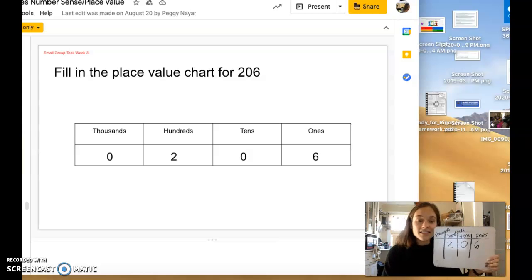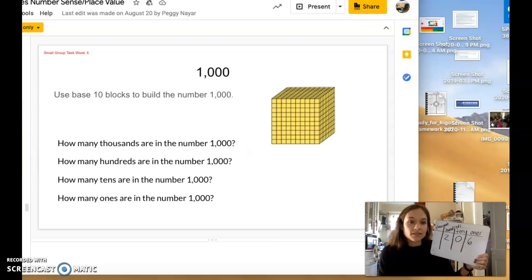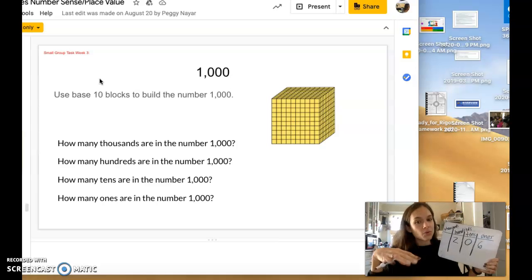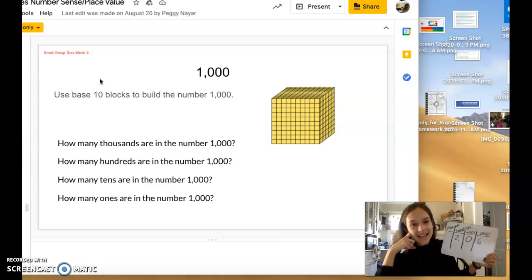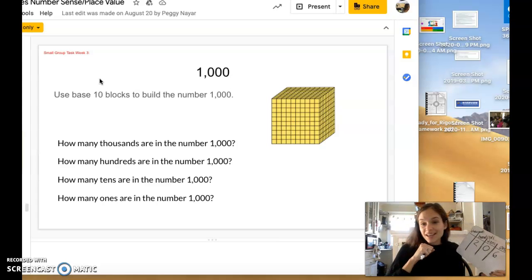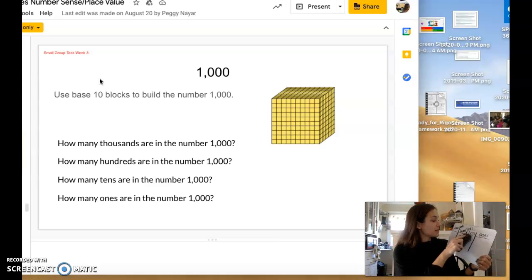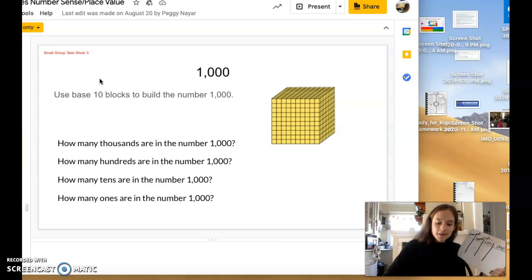Now, the next number we will not be able to build, so we're going to have to use our imaginations, because we're going to imagine we're building the number 1000. I only had one 1000 block in our classroom at Riverview, so I couldn't send one home with everybody. But we can still do the place value chart, and we can still talk a little bit about what 1000 is. Now, I don't have enough hundreds to make 1000, but there are 10 hundreds in 1000.